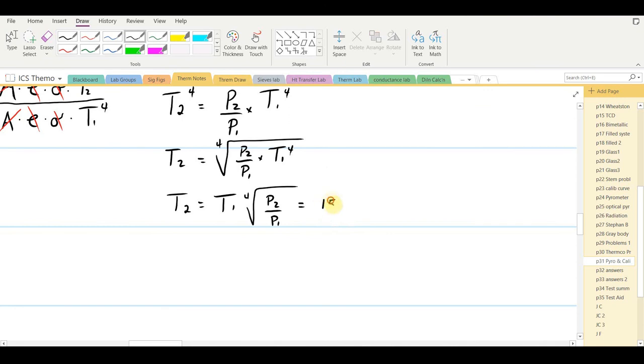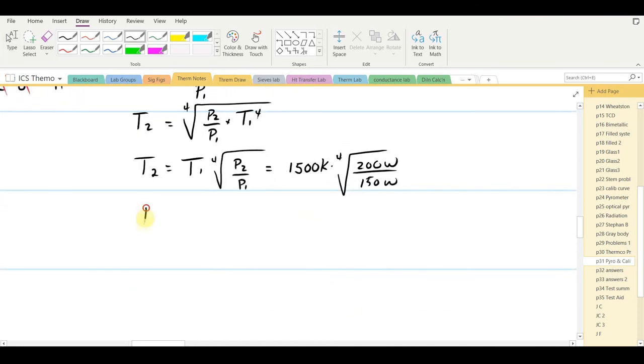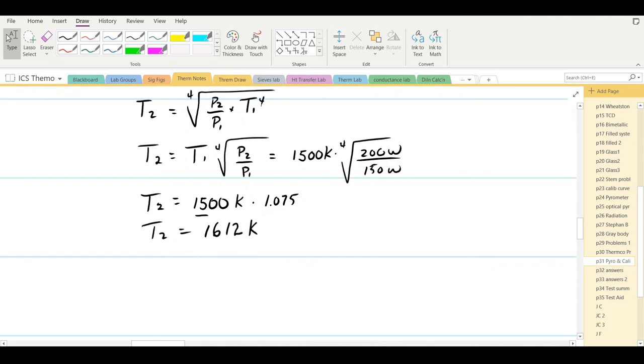If I write in here 1500 Kelvin times the fourth root of 200 watts over 150 watts, that's the relationship that's true. T2 is equal to 1500 Kelvin times, now in the fourth root, worked out, this becomes 1.075, which works out to be 1612 Kelvin. Now considering the number of sig figs present, I'm going to chop one off there and just write it as 1610 Kelvin.